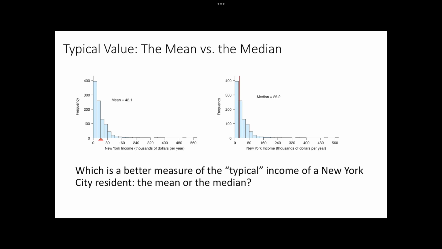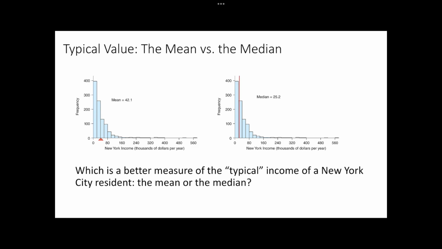When do we want to use the mean to describe the typical value versus the median? Well, let's look at this histogram of income for New York residents. Which measure looks like a better measure of the typical value? On the left, we've got our mean illustrated with the red triangle, and on the right, we have the median drawn as a red line.